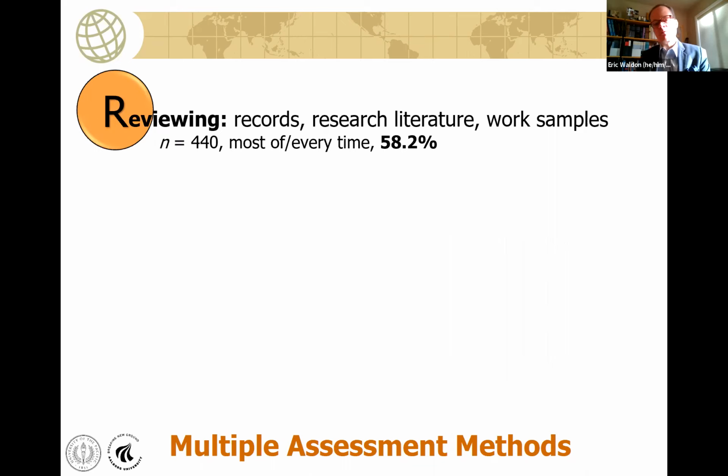So in our survey that we are referring to, of the 440 respondents who answered this particular question, these respondents in their assessment process, either most of the time or every time, involve some form of reviewing.